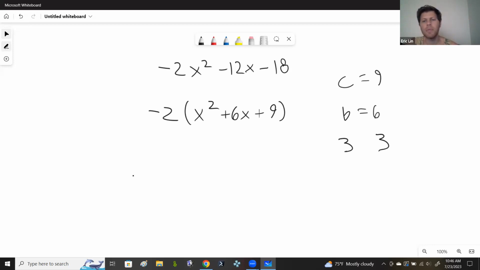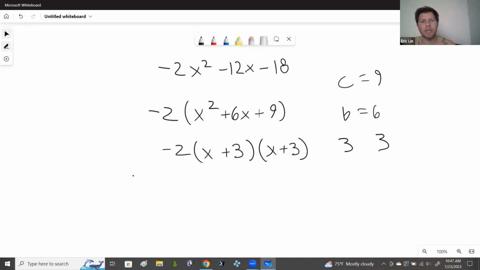Okay, cool. Notice this is still more or less the same method. It's just because A is 1, we get to disregard it. Okay, so 3 and 3. I know then this factors down into x plus 3 and x plus 3, and the negative 2 comes along with it.